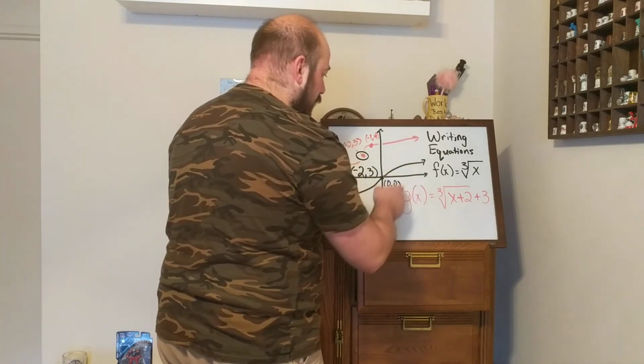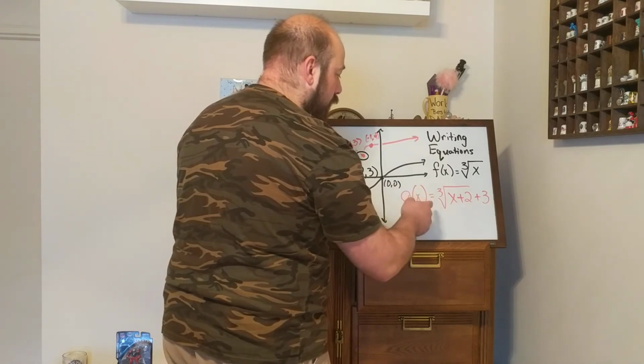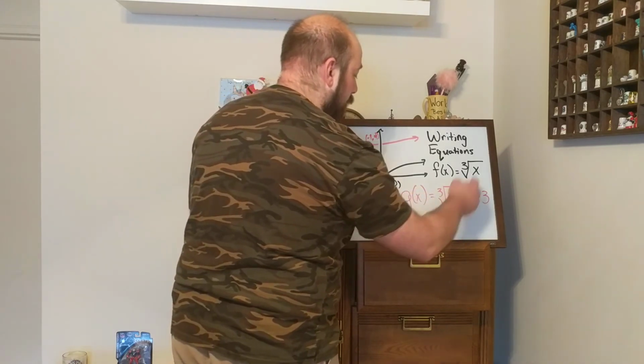So the transformed function is going to have the equation g of x equals the cube root of (x plus 2), plus 3.